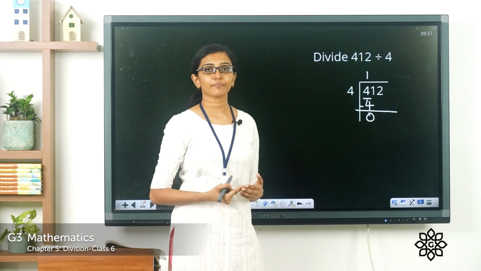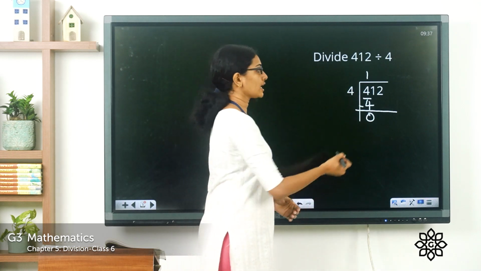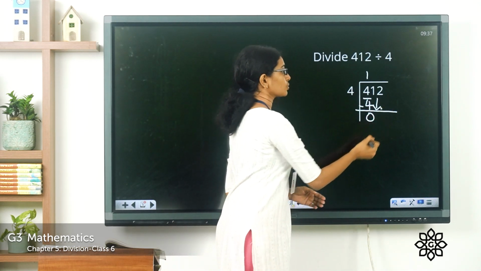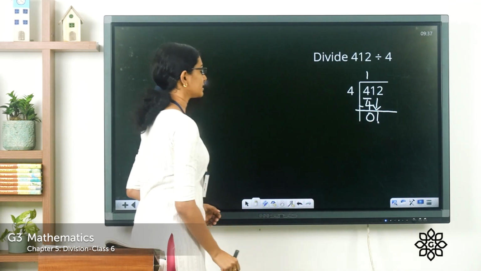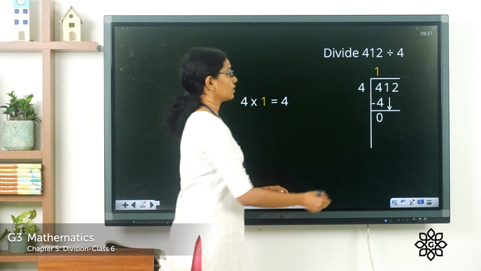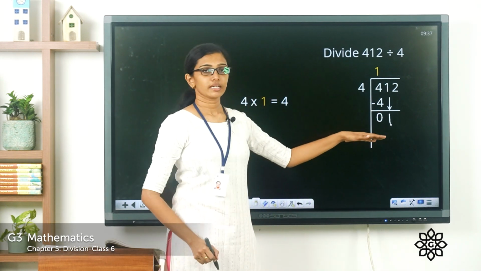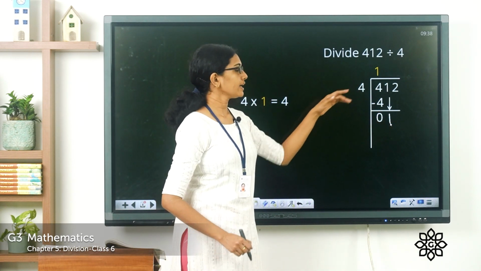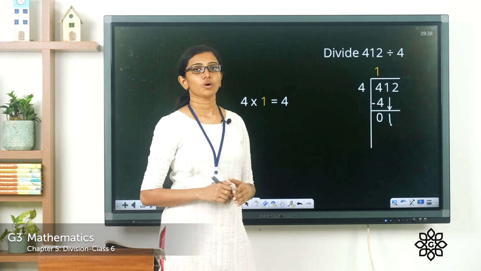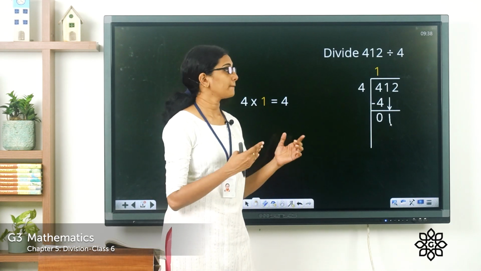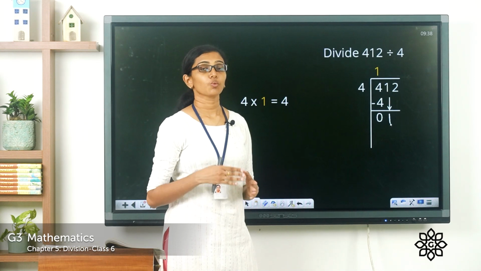Now what is the next step? The next step is to bring down the next digit down. So which is the next digit? That is 1. So we are bringing 1 down here. So right now we are considering this 1 by this 4. We have to do 1 divided by 4. But can we divide 1 by 4? No, right?